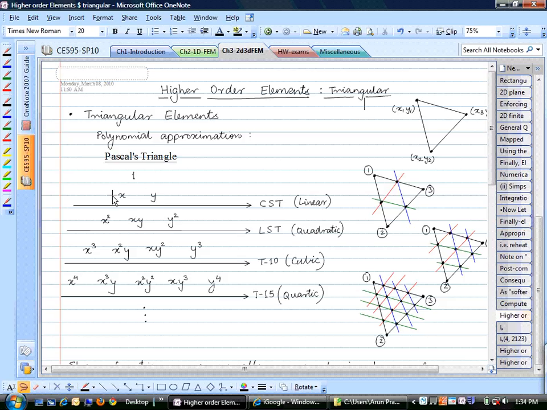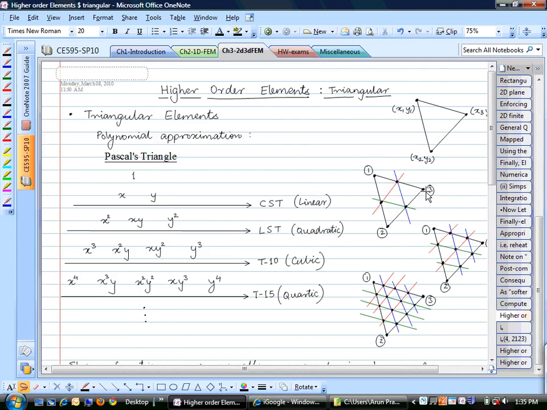So since it is complete up to linear terms, what is the order of convergence that is going to be in displacements? Quadratic. So if it is linear, then the order of convergence in displacements is quadratic. Order of convergence in stresses is linear, p and p plus 1.